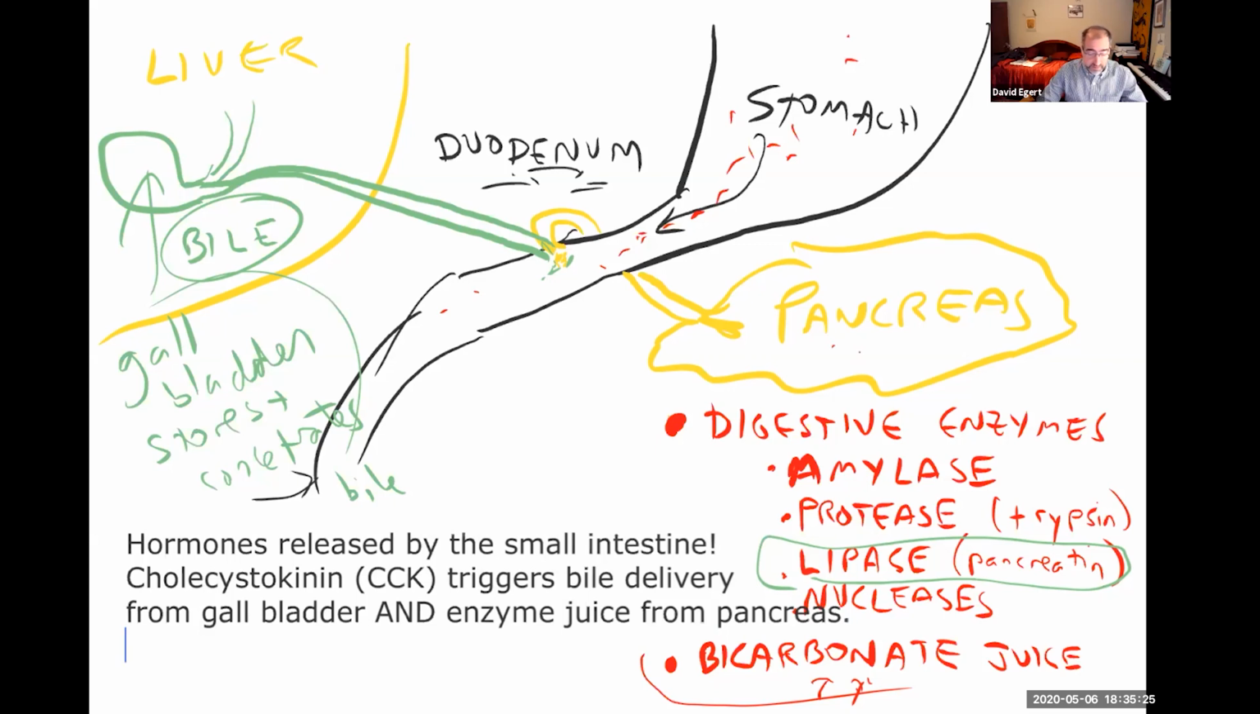Cholecystokinin is going to be triggered when fats and other nutrients show up, and says to the pancreas and the gallbladder, oh, we've got some stuff to digest here. Please give us the enzymatic tools we need to accomplish breakdown, as well as the emulsifier that will help make our fat breakdown more efficient. The other hormone that you should know is called secretin. It tells the pancreas to deliver bicarbonate juice.